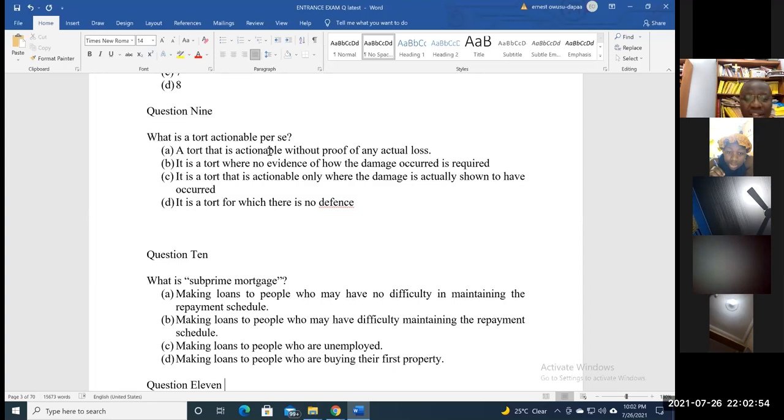So let's look at the options. A, a tort that's actionable without proof of any actual loss. B, it is a tort where no evidence of how the damage occurred is required. C, a tort that is actionable only where damage is actually shown to have occurred. And D, a tort for which there is no defense. Of course, we see some of the answers appear close, but we can weed out the chaff.